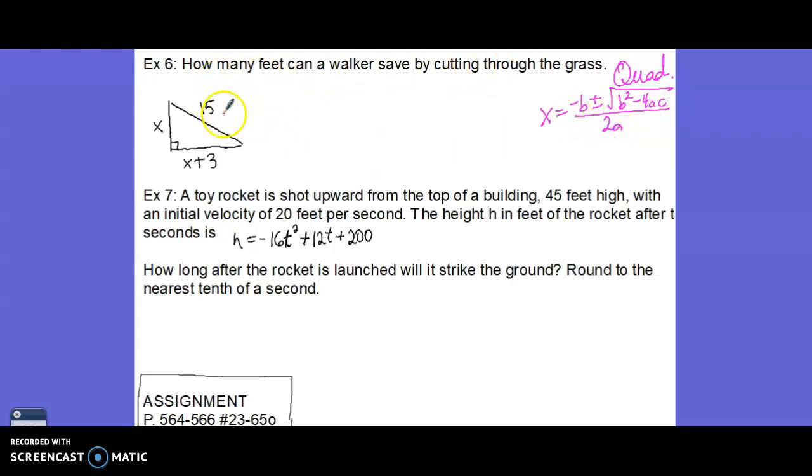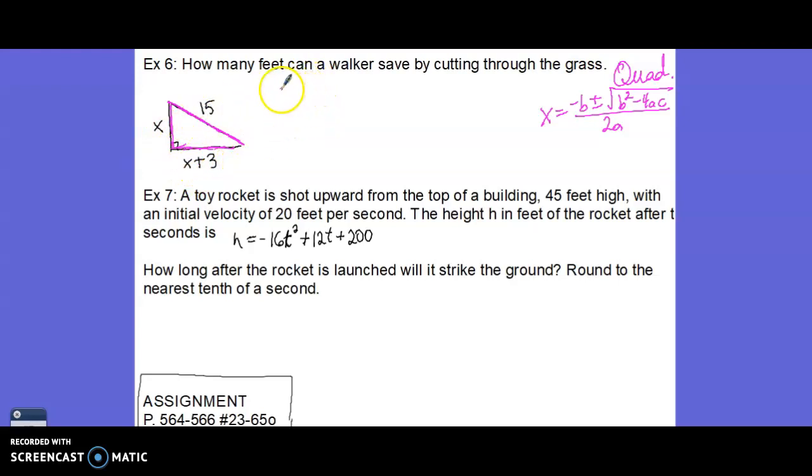As we're looking at this, I know this problem doesn't have much context, but if you read exercise 6 in the book, I think it's a college quad, where going diagonally through the quad, walking through the grass is only 15 yards, meters. What they know for the other side lengths, walking along those sides, is x and x plus 3. It's asking how many feet a walker can save by cutting through the grass. First of all, you have to figure out how long x is.